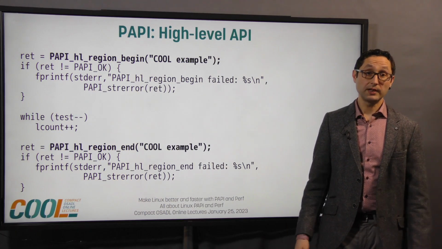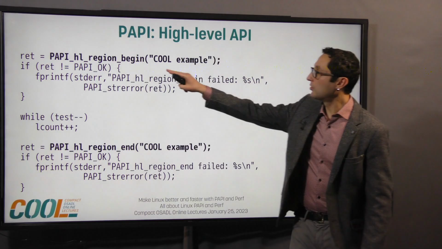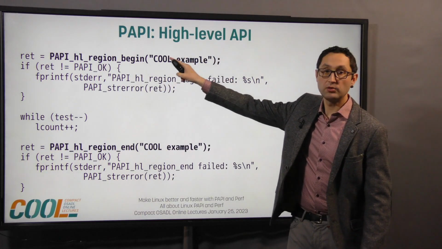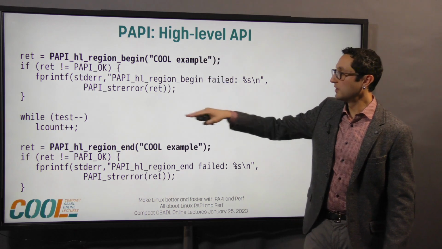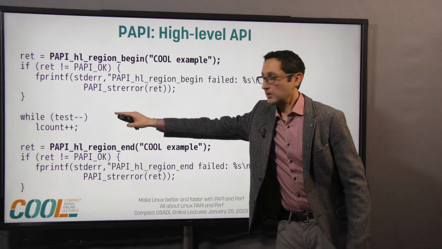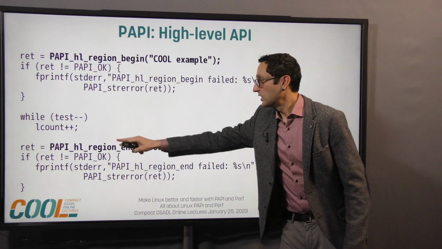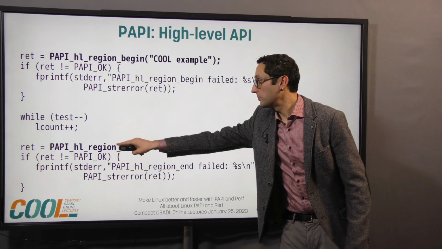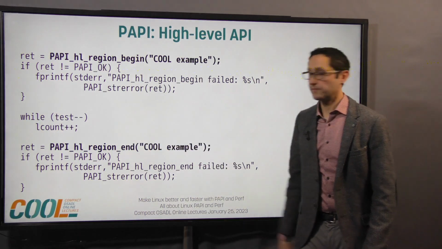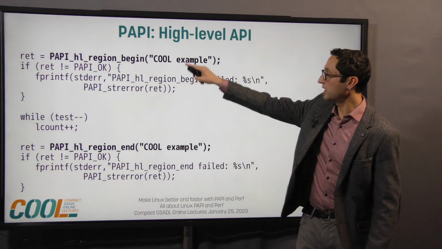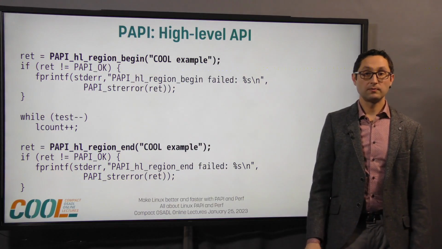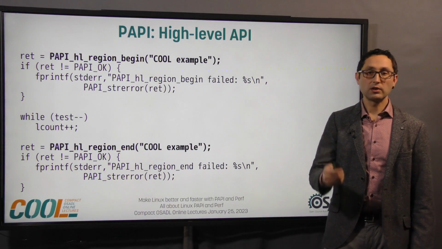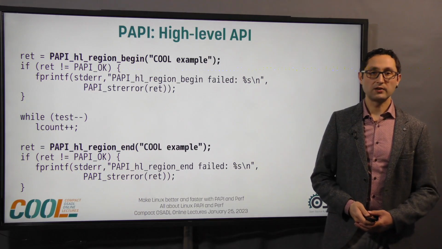And it's as simple as that. We just need to call PAPI HL region begin. We give a unique name to this measurement. We do the load. It's the same application we used before. And we want to stop the measurement. We just need to call PAPI HL region end with the related name of our measurement. And that's it. That's the only thing we need in the code. So you will agree that this is fairly simple.